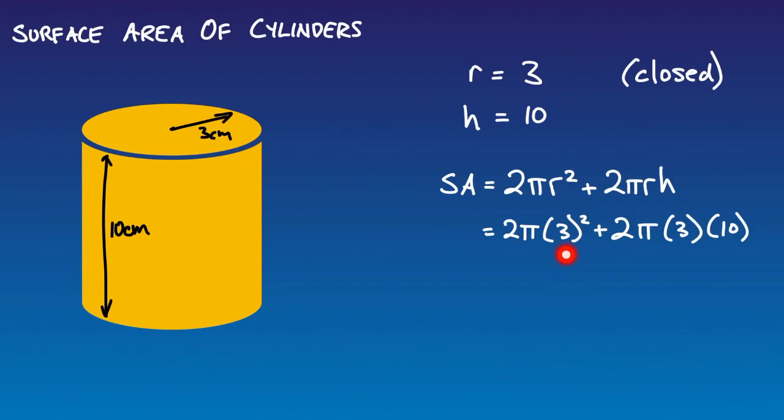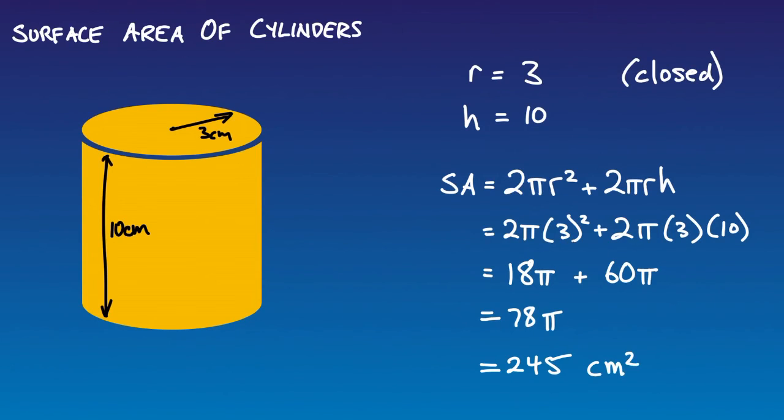So this bit becomes 9, 2 times 9 is 18. This bit becomes 3 times 10 times 2, gives me 60 pi. Add them together, I've now got 78 pi, and I can just do that now at the very end in my calculator. 78 times pi gives me 245. Don't forget though, we have to put in the units at the end.